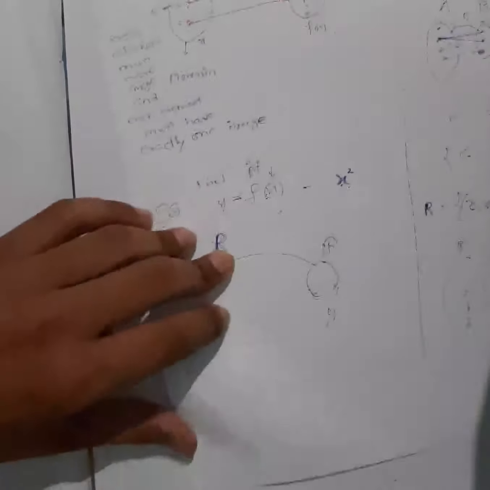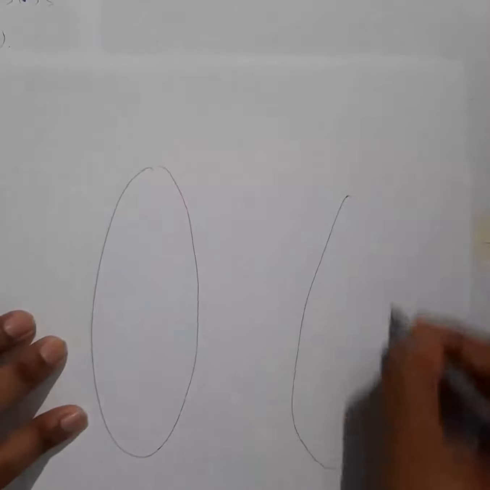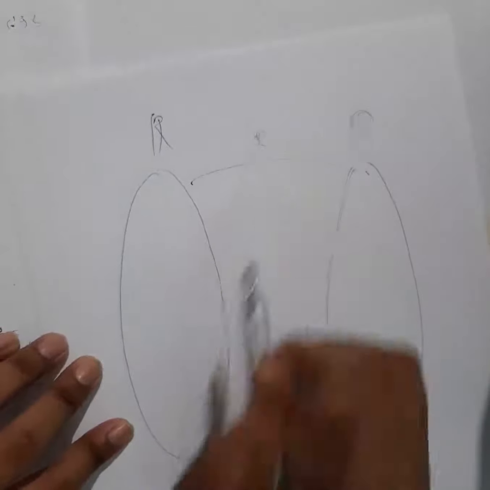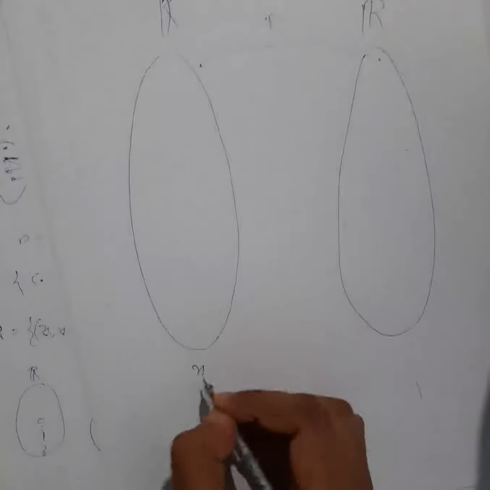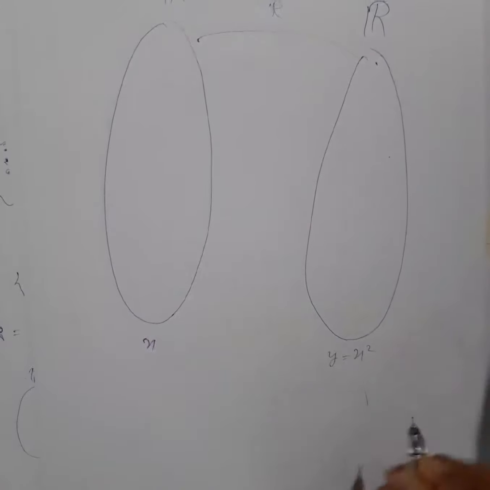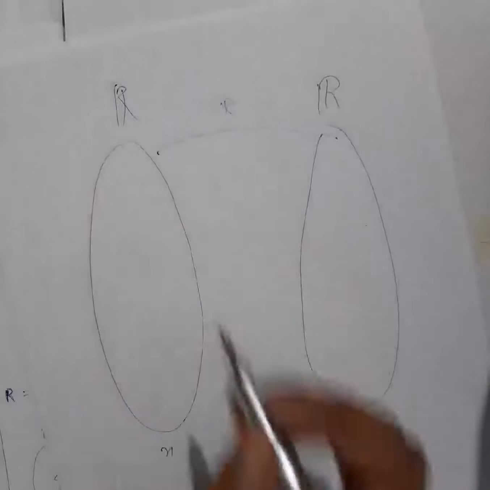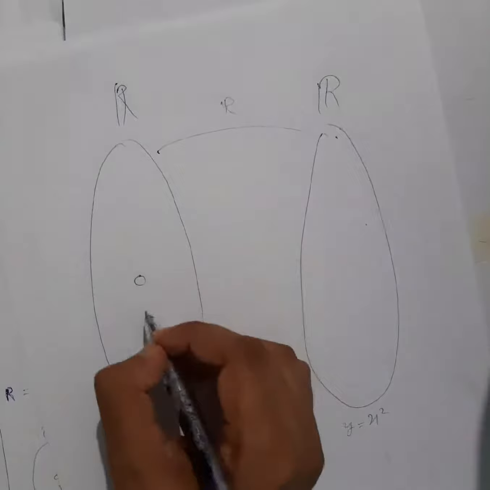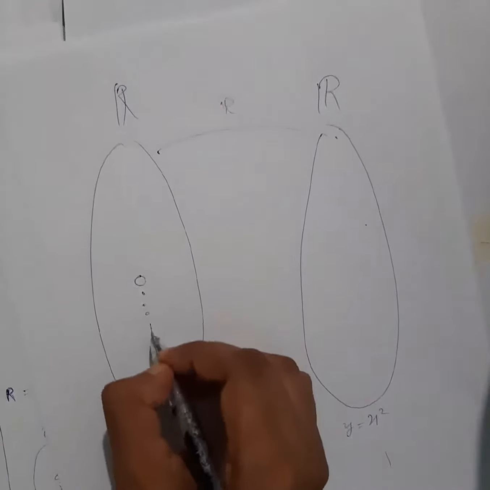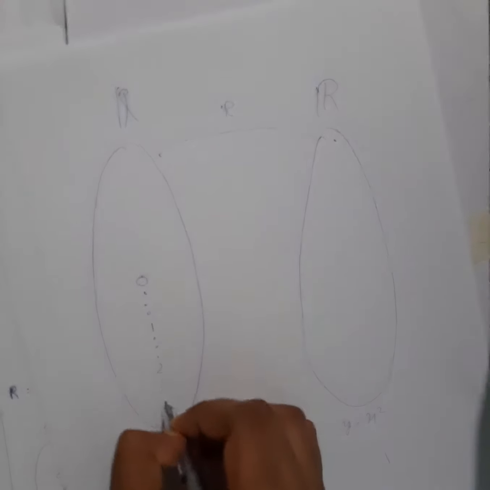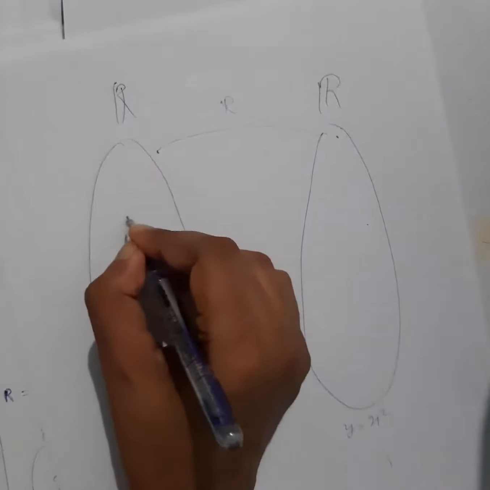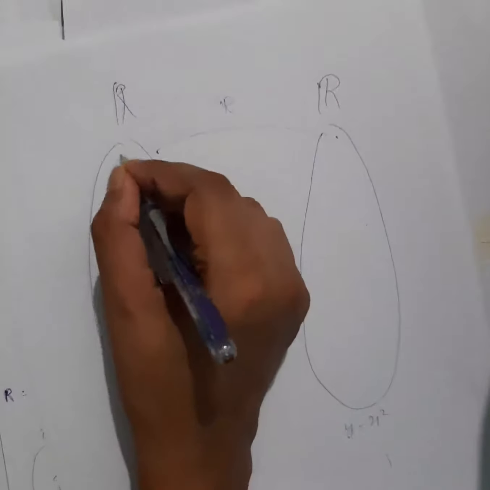Let me draw a big one. Okay, this is the set of real numbers. The relation is defined here. This is your x, this is your x square. I will write y equal to x square. So here real numbers, so 0, dot dot dot, 1, dot dot dot, 2, dot dot dot, it will go on, 3, like this. Then dot dot dot, minus 1, minus 2, dot dot dot, it will go on.